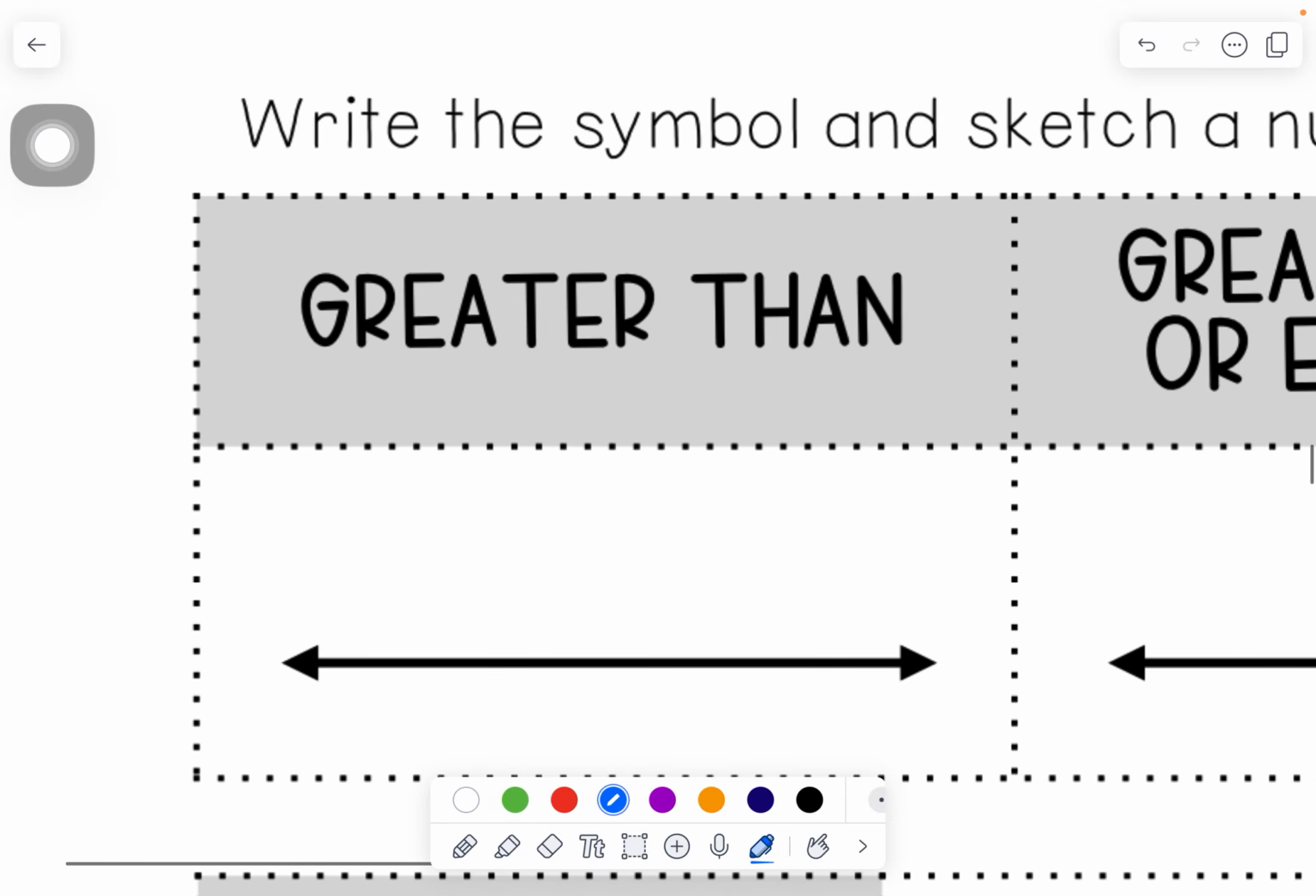Right, so here we are with solving one and two step inequalities. An equation uses an equal sign to show that both sides are equal, and an inequality shows that both sides are not equal. Write the symbol and sketch the number line for each of the following.